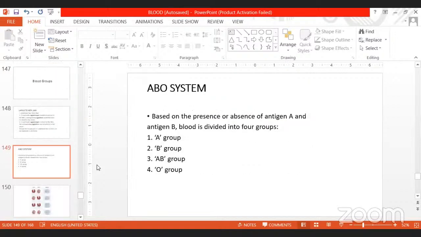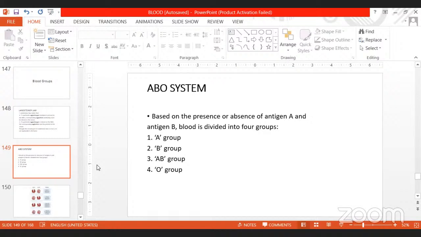So, coming to the ABO system, before going to the ABO system, we have to see that there are so many types of blood group systems present in the human race. They are like Lewis system, P system, Duffy system, Kell system and all. But the most important blood group systems are ABO system and RH system. So we are going to talk about the ABO system and the RH system here.